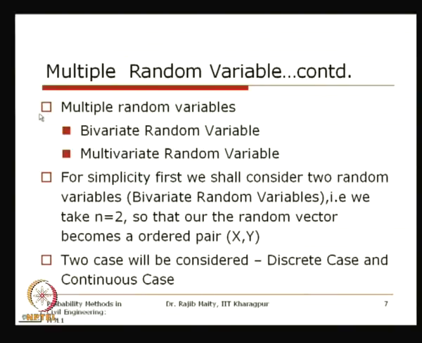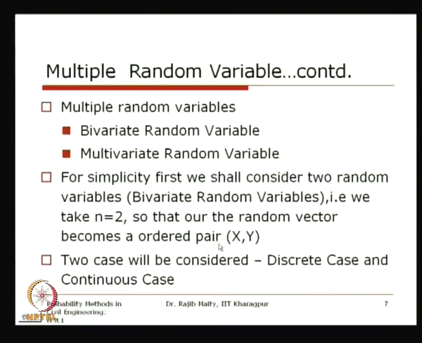Now, multiple random variables, as I told, two random variables are specially categorized as a bivariate random variable, and more than that are all multivariate random variables. So, for simplicity, first we shall consider two random variables, that is a bivariate random variable, when we take n equals 2, so that our random vector becomes an ordered pair of X, Y, what we discussed through that pictorial representation.